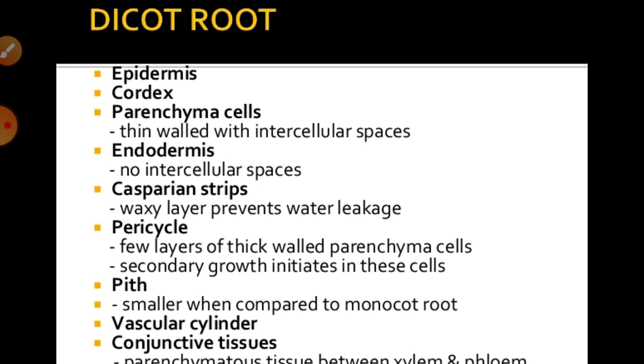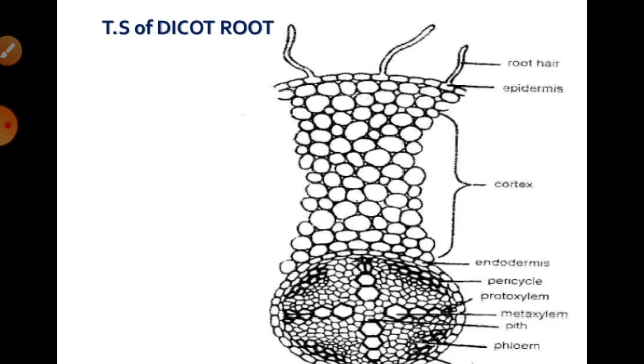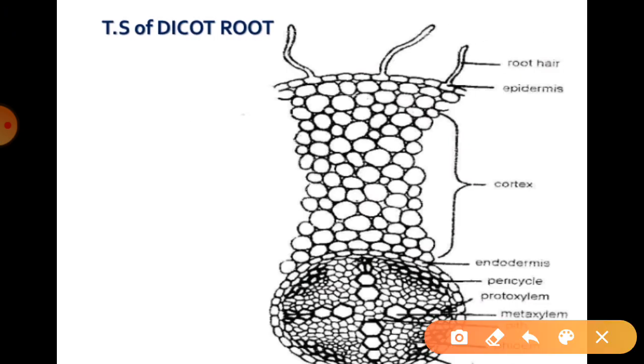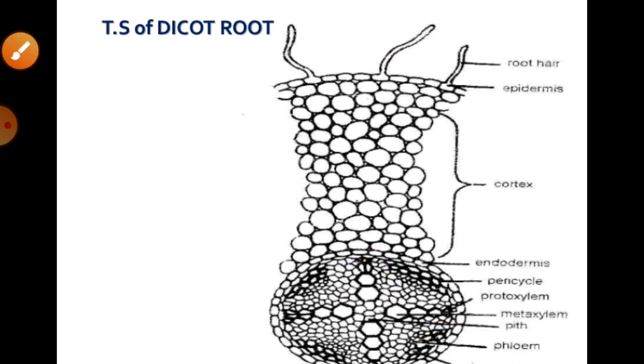And the vascular strands consist of separate bundles of xylem and phloem, as you can see in the diagrams. These are the arrangements of the vascular bundles. In that particular diagram you can see these are the phloem and these are the xylem, and such characters.